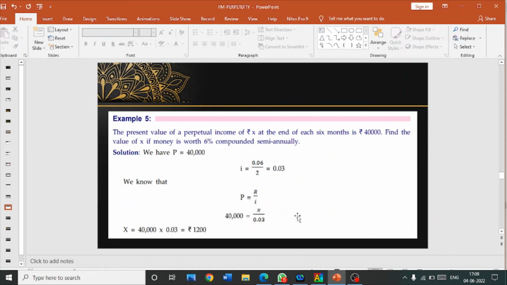So the rate of interest is 6%. When you compound it semi-annually, you have to divide the 6% by 2. That means 6 by 100, 0.06. Divided by 2, you are getting 0.03. You know the formula is R by I. Present value is 40,000. R you don't know, so you left it as x. So 40,000 equal to x by 0.03. Just you multiply 40,000 with 0.03. You will get 1,200. That is your x value, cash flow in every 6 months after certain period.